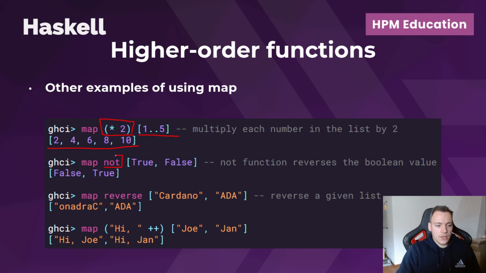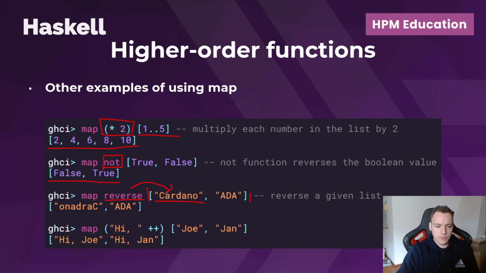We can map the not function, which takes in a Boolean value and reverses it, right? So not true is false, not false is true. So that's what we get in the result. We can map the reverse function that takes in a list and reverses the order of its elements. So we know that strings are actually lists of chars, so this works with strings. And then each element, so not the list, is reversed so that we have Ada and Cardano, but each of the elements is reversed because map applies this function to each of the elements.